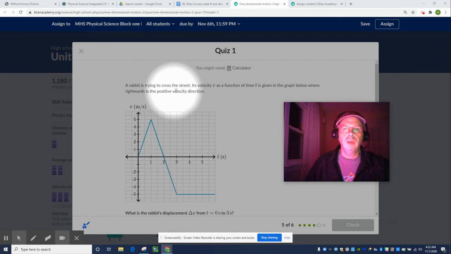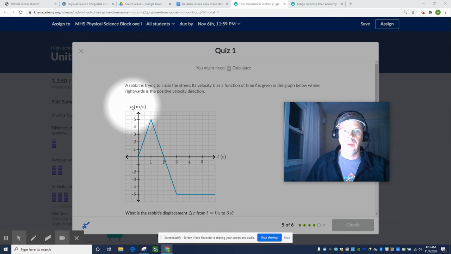I'd like to do a problem from Khan Academy on the one-dimensional kinematics quiz. A rabbit's trying to cross the street. Its velocity v as a function of time is given in the graph below, where rightwards is the positive velocity direction. So we're keeping track of the rabbit's motion as time goes on.